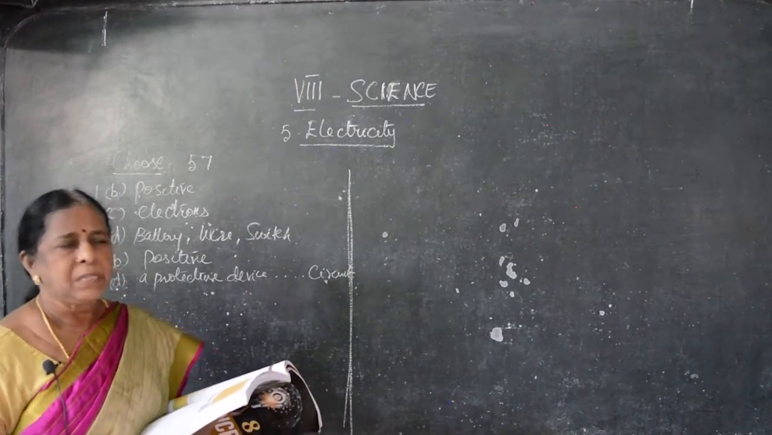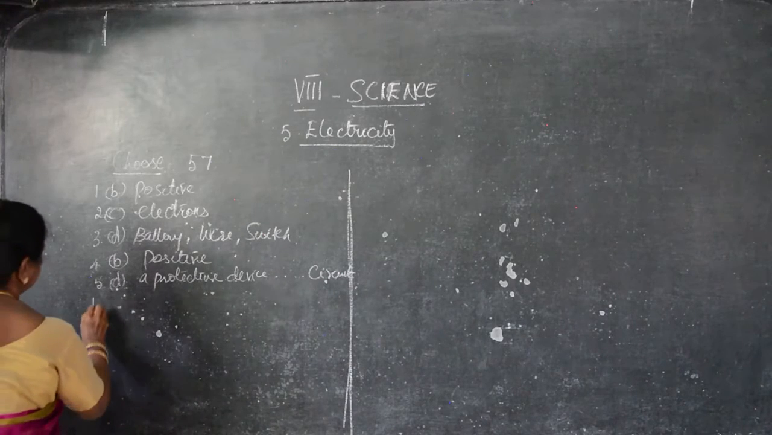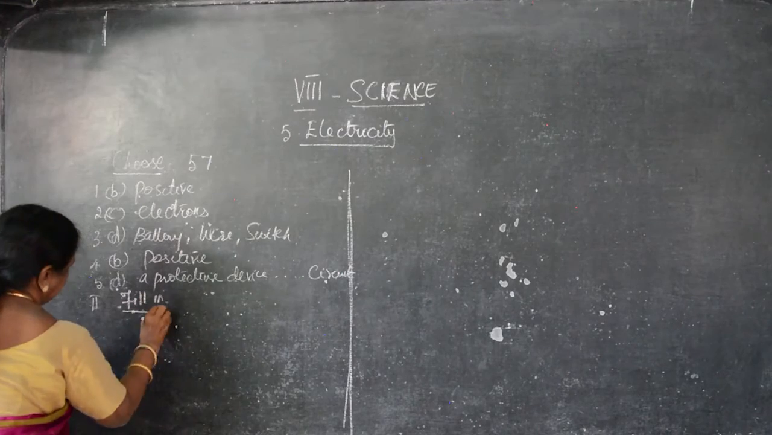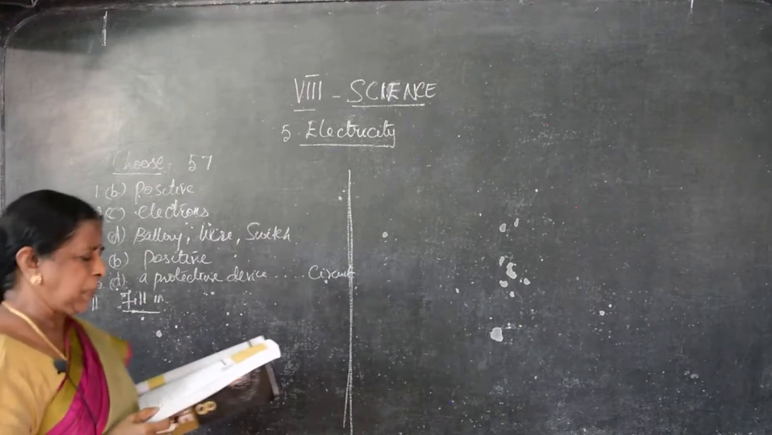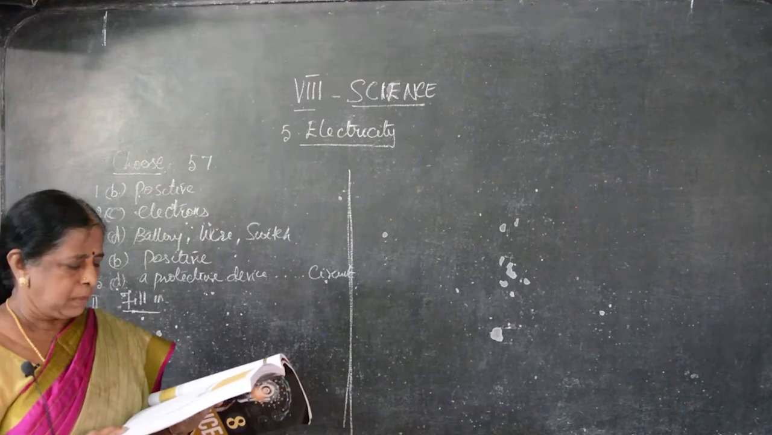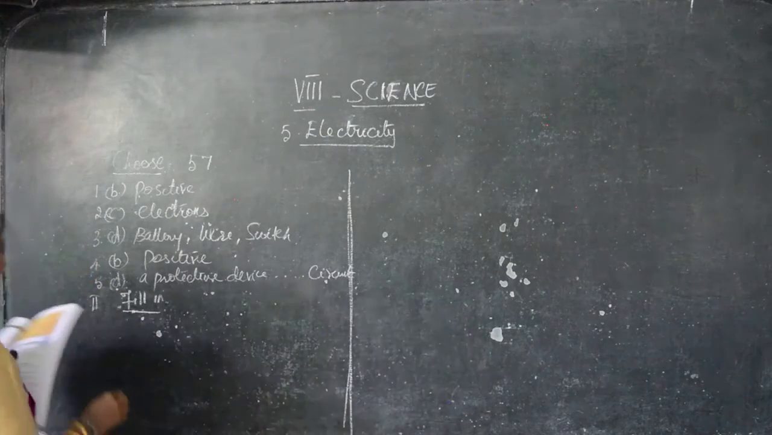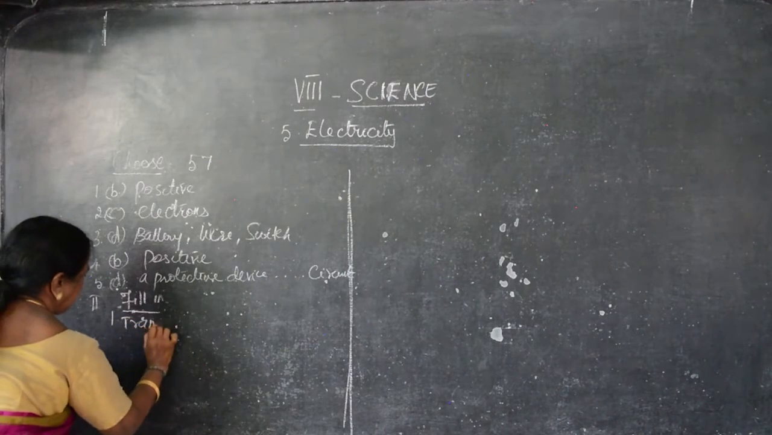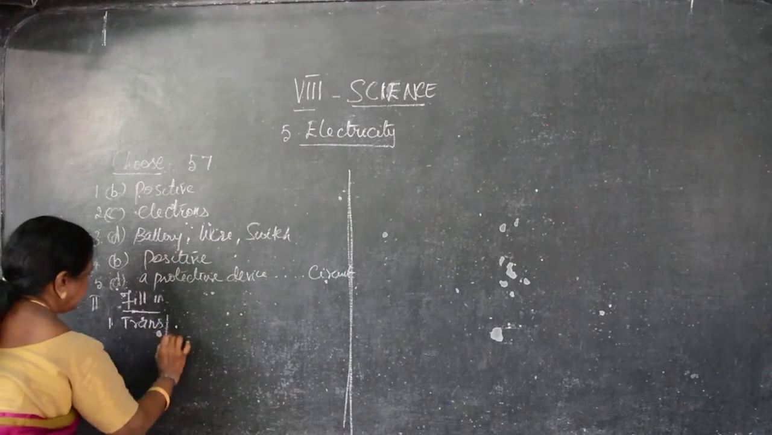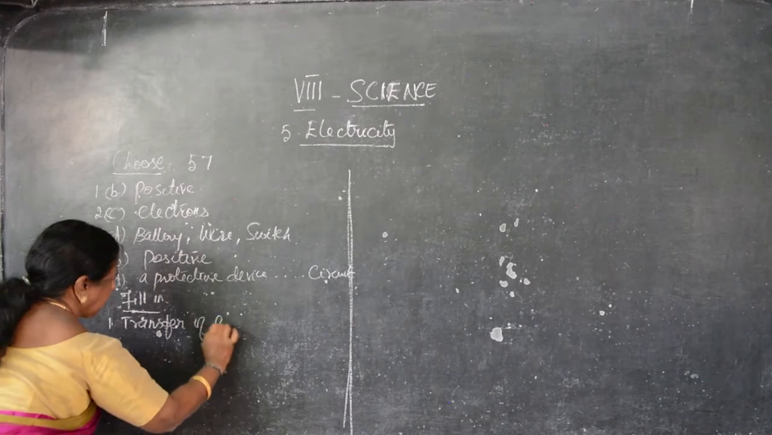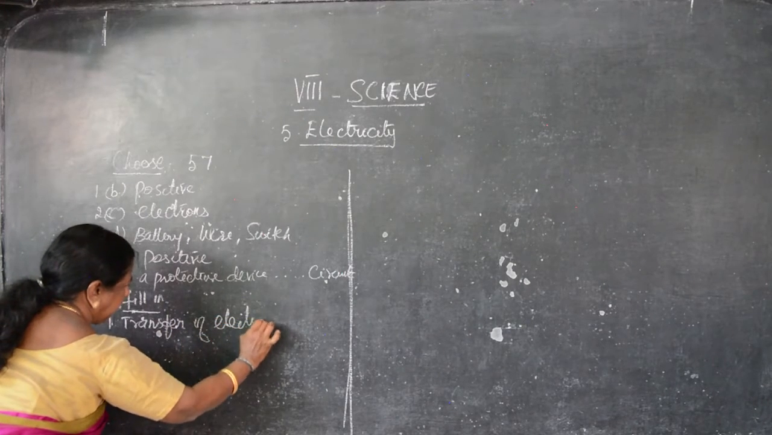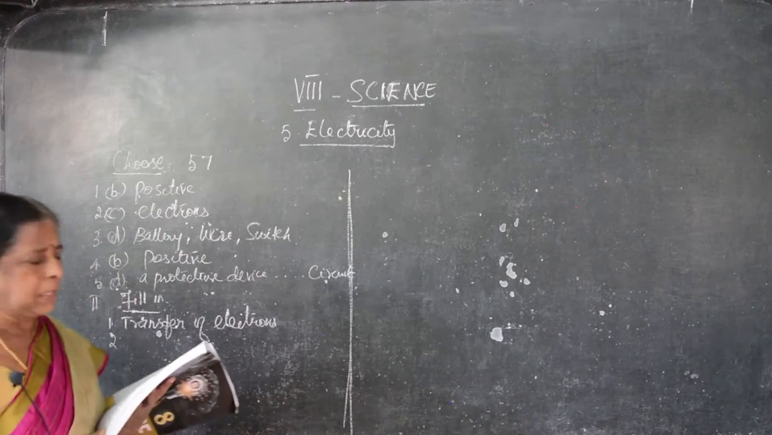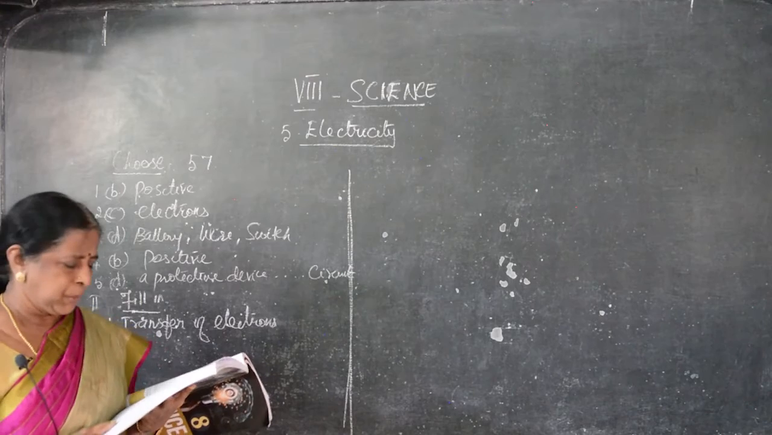Next, we have to go for fill in the blanks. Dash takes place by rubbing objects together. Transfer of electrons. First answer is what? Transfer of electrons. Write in the book properly. Objectives and all, you no need to write in the classwork. Only question and answers you have to write.